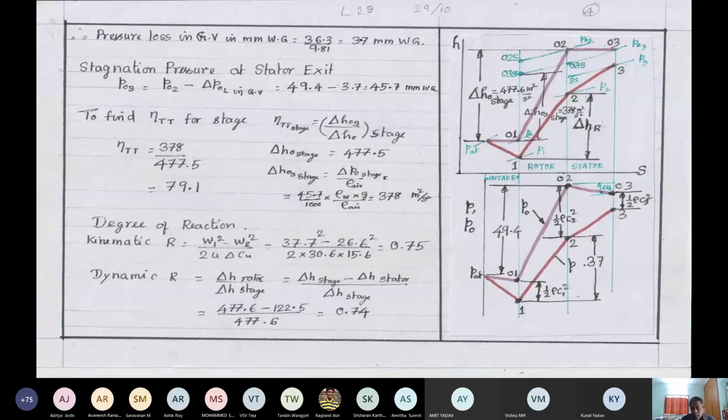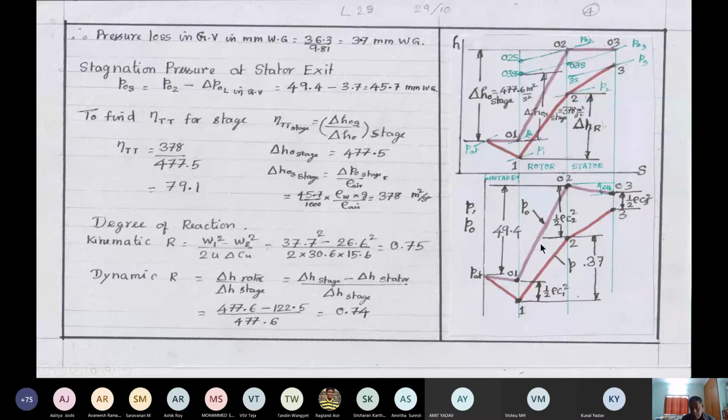Then this loss will be actually in the pressure diagram between P02 and P03. So you have about 3.7 millimeters loss. Then you are asked to find out the stagnation pressure at stator exit, that is P03. So P03 is equal to P02 minus that loss. P02 we have already calculated, 49.4. So minus this loss will give you the answer.